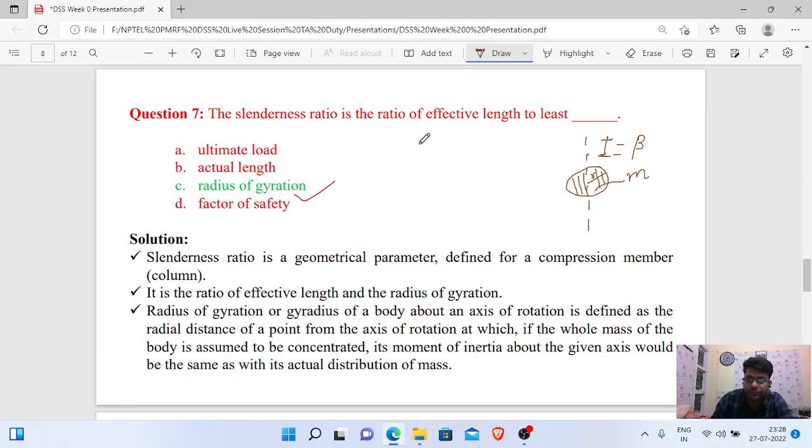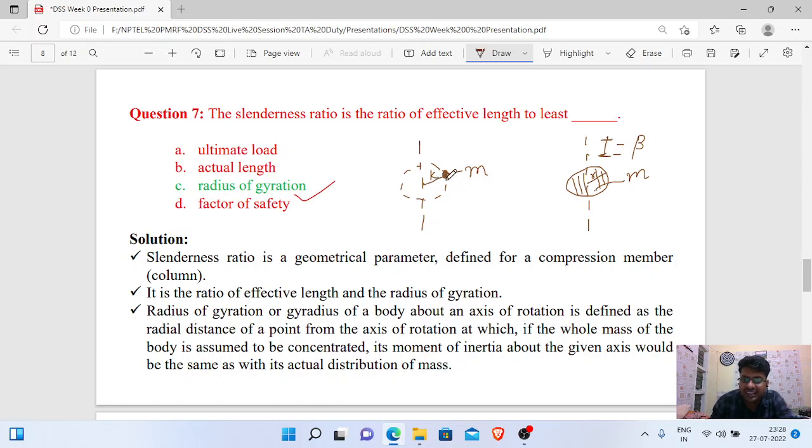Now let me complete this figure. Now let us assume that this is a point mass m. This is a point mass whose value is m, same as the mass of this disc. This is the distance k.